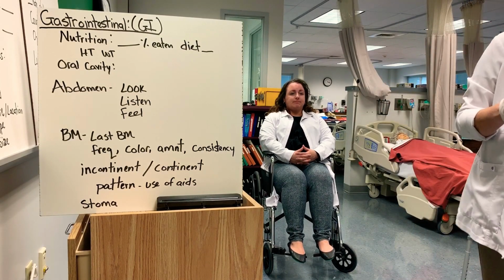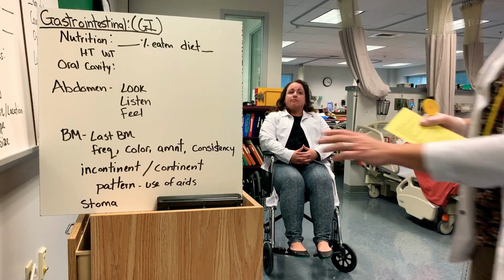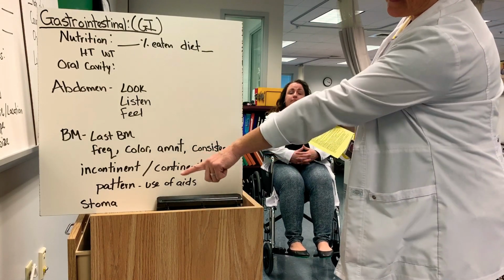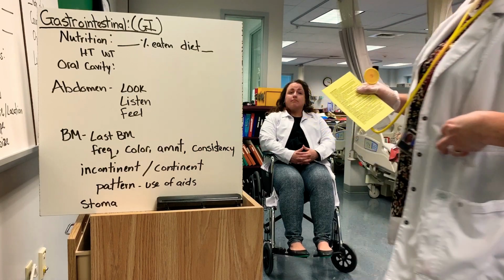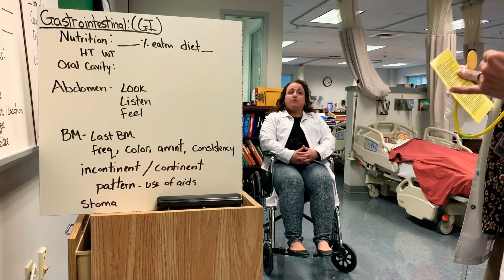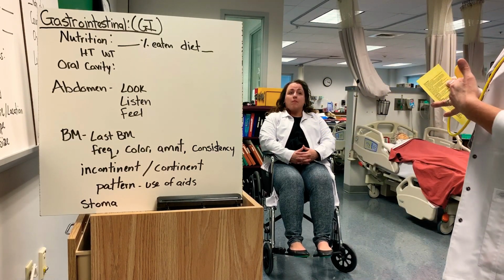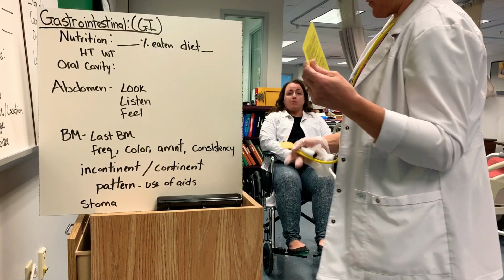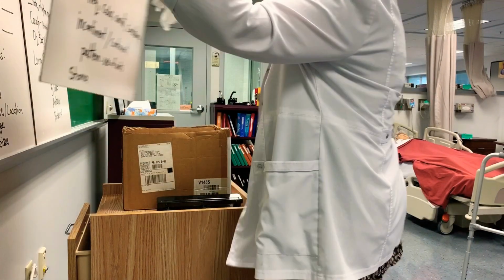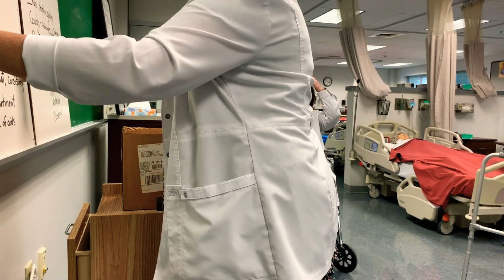All right, again, we're going to write this down. And this would be the place where you would document if someone has a colostomy or a stoma. Where is the location? What does the stoma look like? What color is it? It should be beefy red, healthy, not black and necrotic.